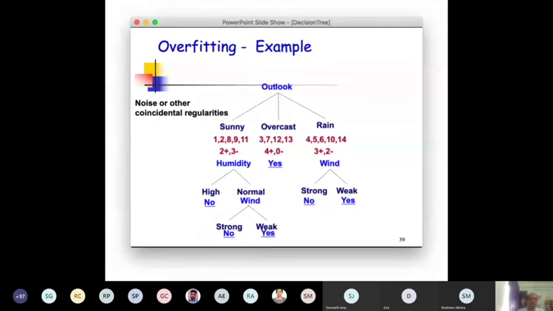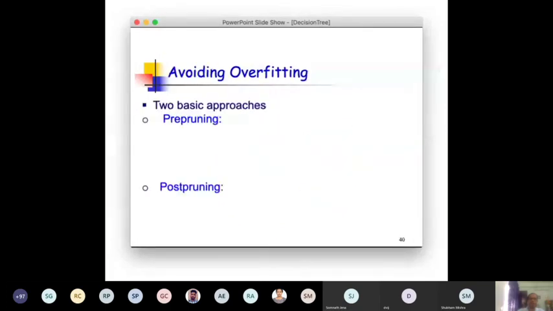So this could be a tree which is consistent with the training examples, but as you can see, it will wrongly classify that example as no if you consider that it is noisy data. And not only that example, for many other examples also it will have some issue. So what are the strategies by which you can avoid this overfitting?